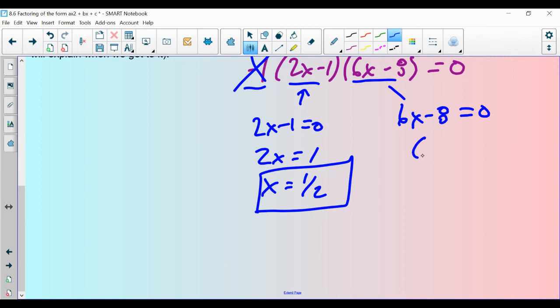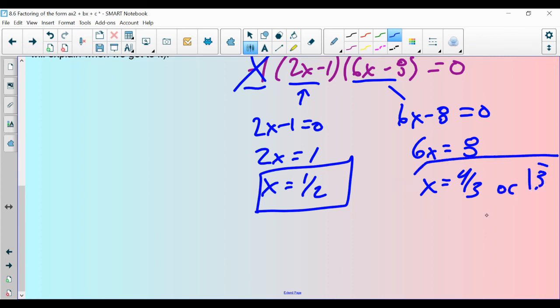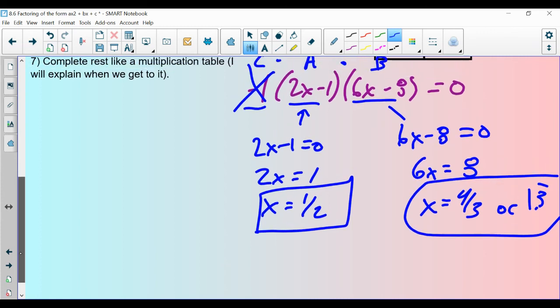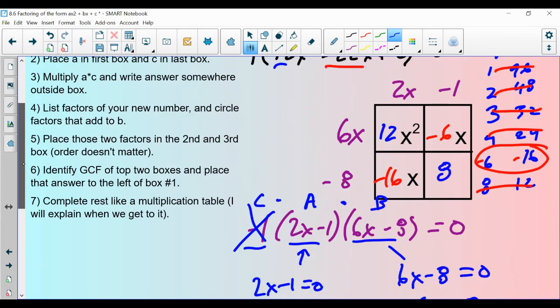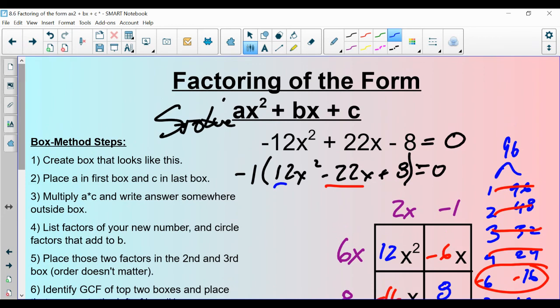And over here, we're going to add 8 to both sides, and then divide by 6. That's actually going to give us 4/3 when we reduce it, or 1.3 repeating. And so both of these two are our final answers for our fifth problem.